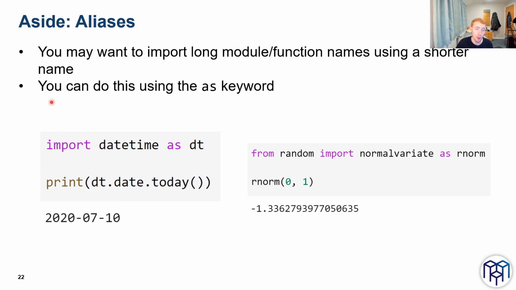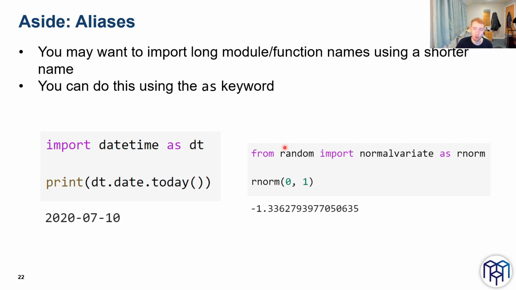So we could import the datetime module, but that's quite a lengthy name. If we're using that a lot, we might want a shorter name. So we can import that as dt. And so now dt refers to the datetime module. We can do dt.date.today, which is going to get today's date.